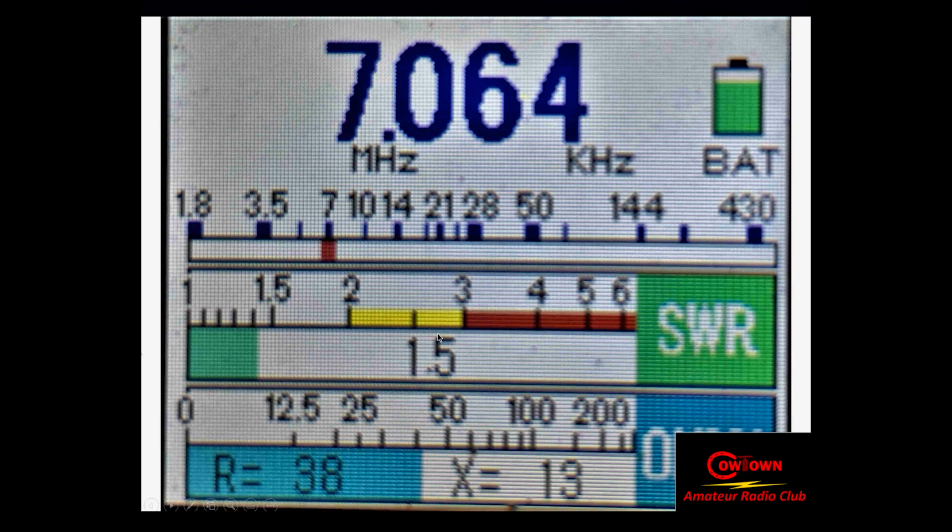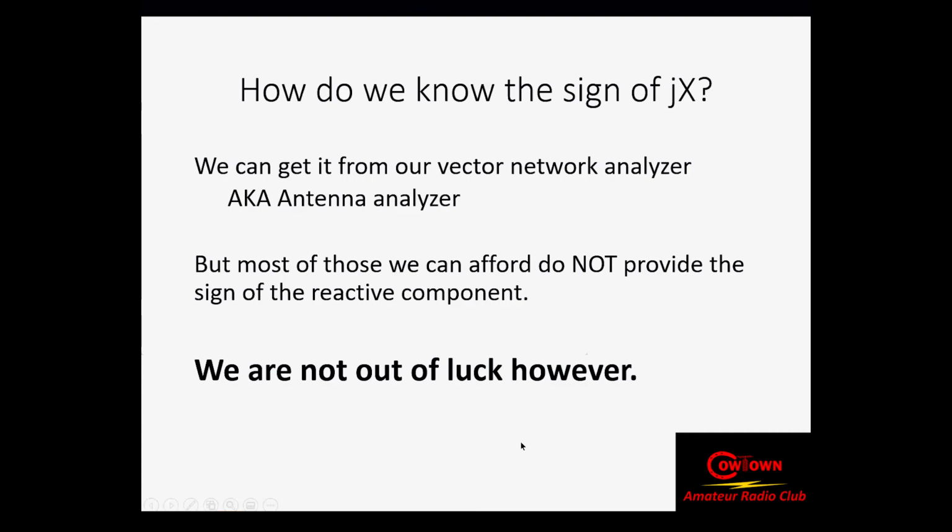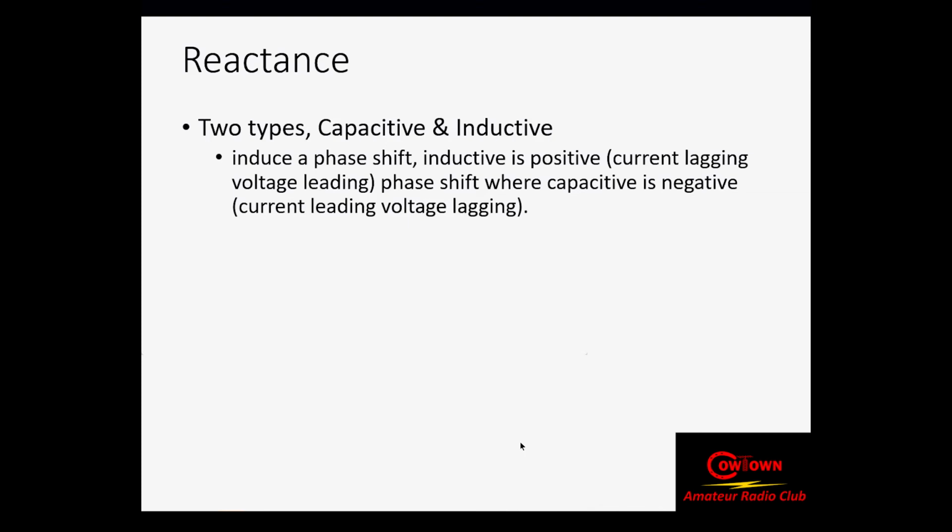This is a screenshot from my Comet CAA 500, and I'm at 7.064 megahertz, and it gives me a resistance. This, by the way, is my off-center fed antenna. It tells me the resistance is 38 ohms and the reactance is 13 ohms. Now, there's no sign. How do I get the sign? Well, it is doable, but you've got to pay attention to a little bit of mathematics.